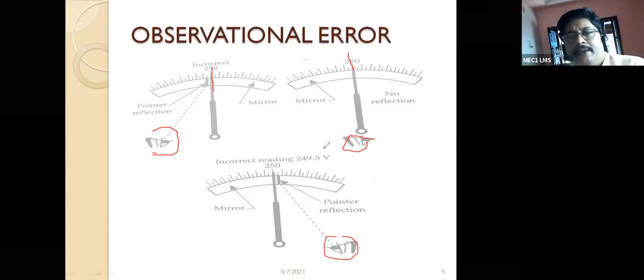Now all of you understand observational error, right? In observational error, the needle is at the same position, but when the human observes from the left side, the right side, and the middle, automatically there will be a small change in the reading. We will go for the next one. Next slide.